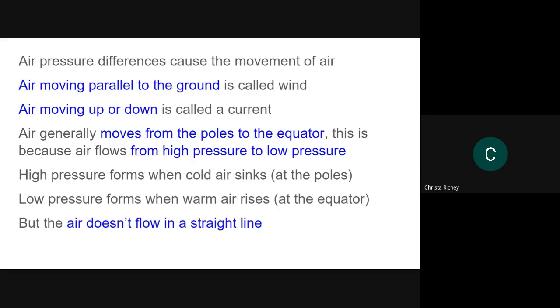So we mentioned this yesterday. It's warmest at the equator. It's coldest at the poles. They go from high to low, from cold to warm. So that's why the air is pulled from both of the poles towards the equator. But because the Earth is spinning, it doesn't do it in a straight line. It curves, which is the Coriolis.